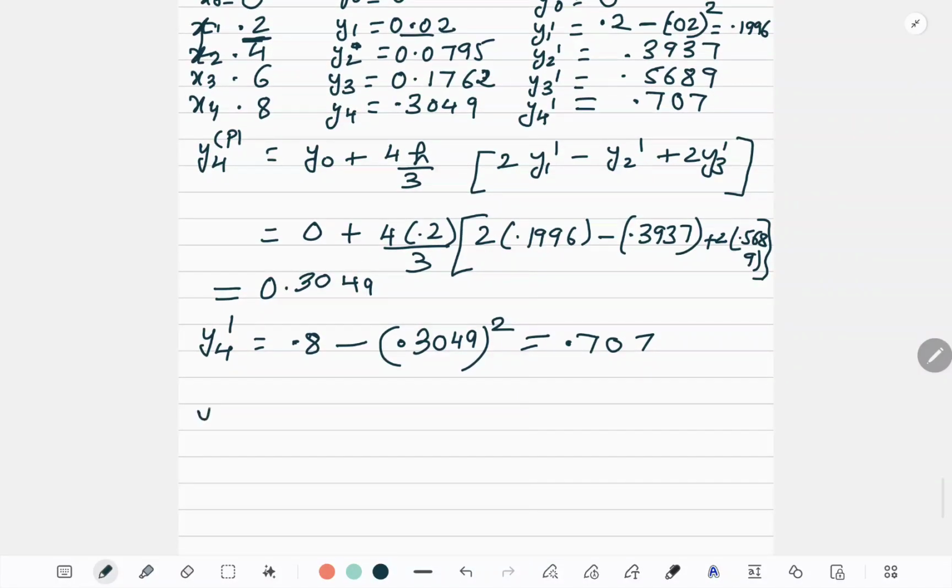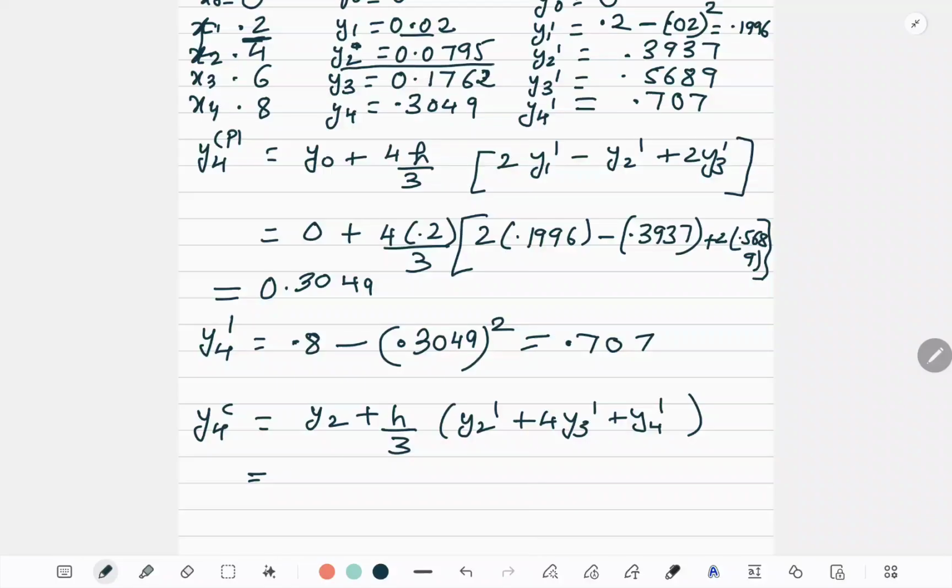Now you apply the corrector formula. What is the corrector formula? When we apply it, it is y2 plus h by 3. Put the value. What is y2? Go back to the table and search. See, this is y2. That's why always make the table very neat and clean, so that you can extract all values from it. Y2 dash means this one. Y3 dash means this one.